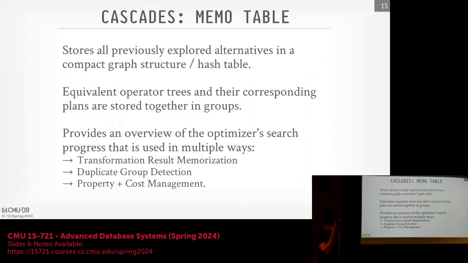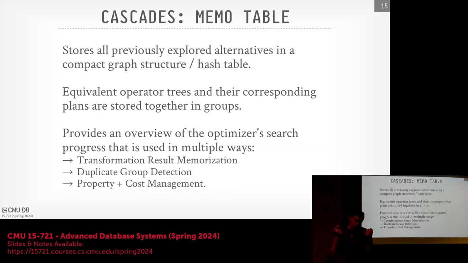So as we said, the memo table has different ways to implement it. I think Microsoft puts this actually inside the groups themselves. I think CockroachDB maintains this as a separate hash table. But it's basically some table that's going to keep track of, for a given multi-expression, here's the best physical operator I've seen for it, and here's its lowest cost.